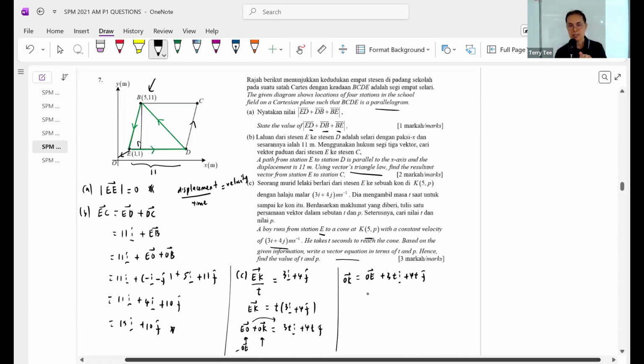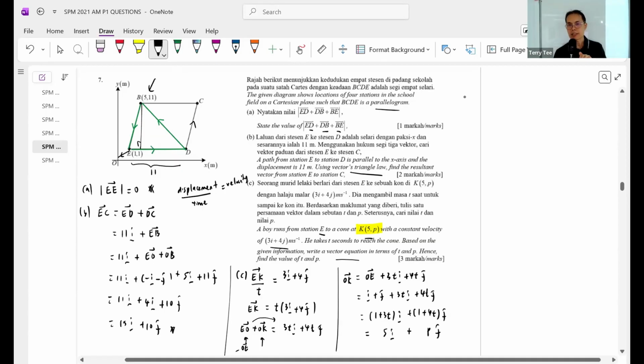Do you know vector OE? Yes, OE is i plus j, plus 3ti plus 4tj. Group them together. This is (1 plus 3t)i plus (1 plus 4t)j. Okay, why do I find OK? Guys, why do I find OK? Because we already know the position vector of K. What is the position vector K? 5p. Now, what does this 5p mean? That means this is 5i plus pj.